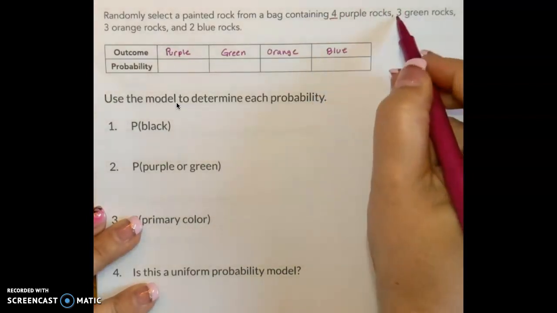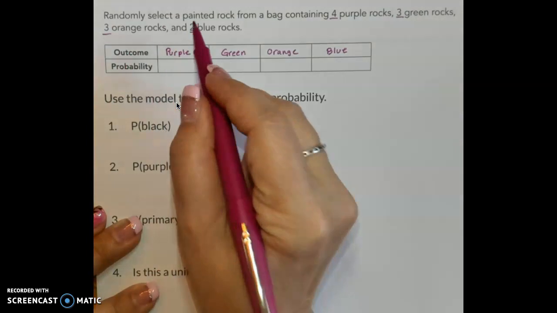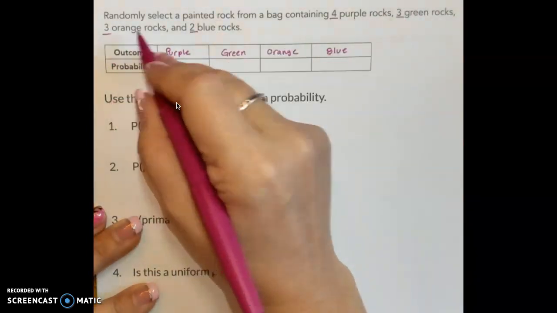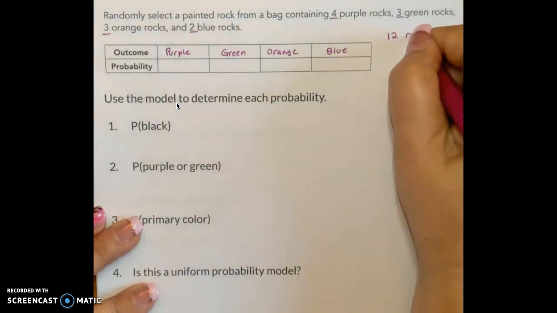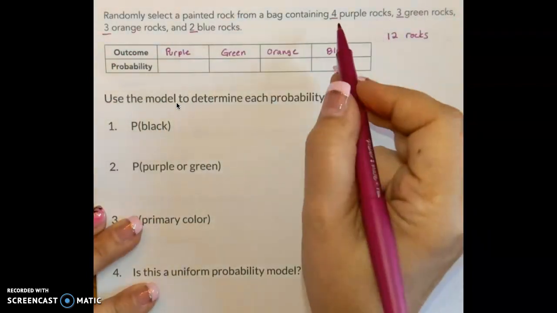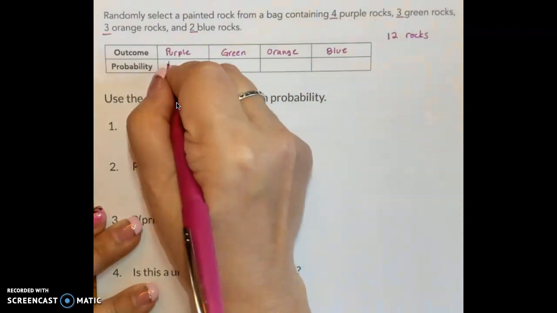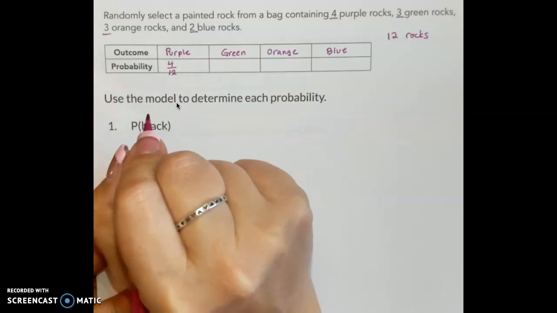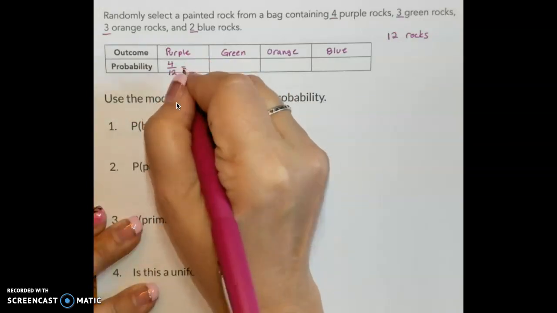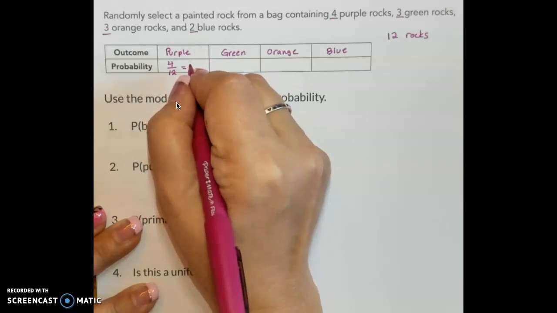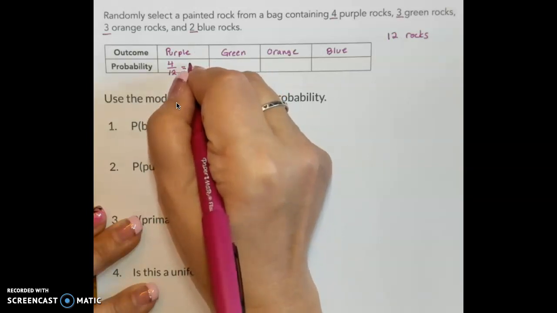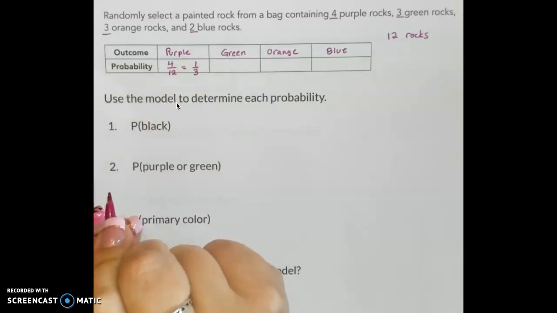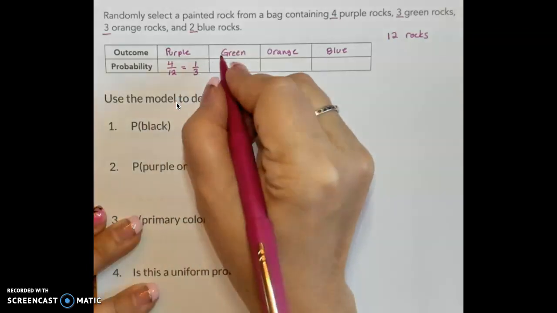Okay, if I look at the total number of rocks there are, looks like we have 7, 10, 12 total rocks. 4 are purple. So initially, we can say that we have 4 out of 12 rocks being purple. Remember that if we can simplify our probability fraction, we should. So our probability of picking a purple rock out of the bag would be 1/3.